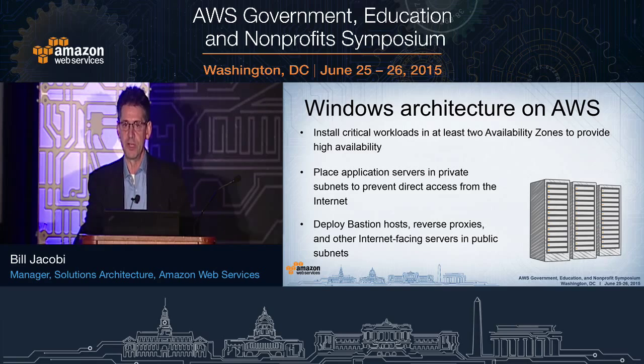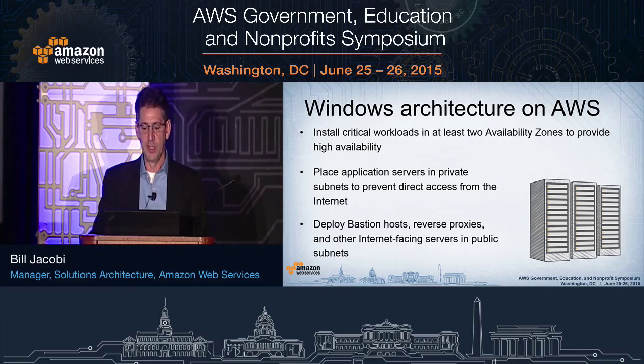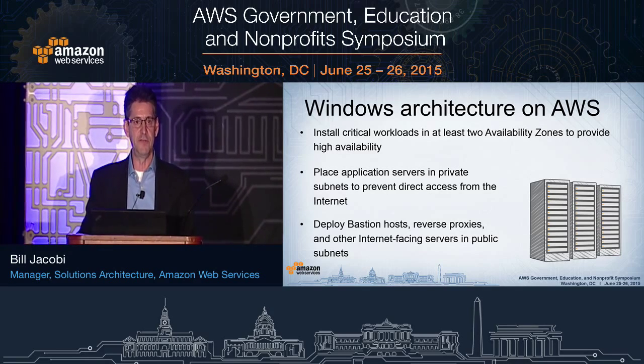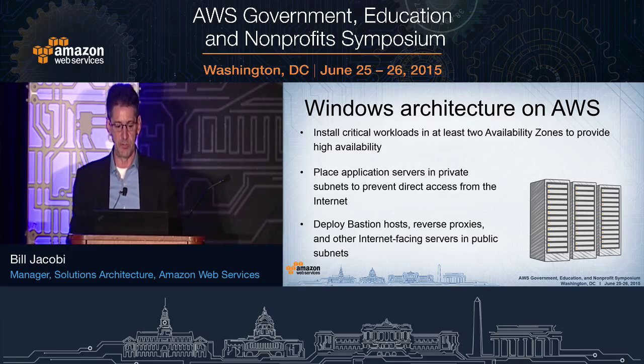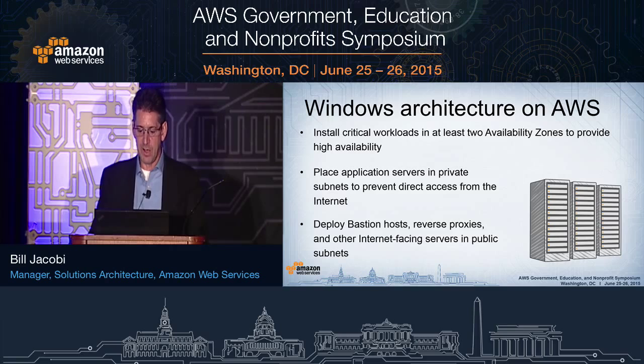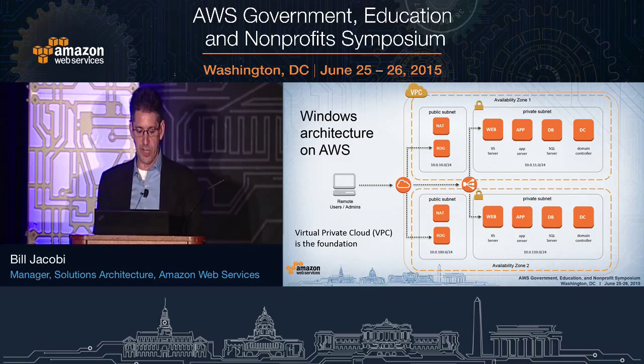Secondly, I'll talk about virtual private cloud in just a minute. But using virtual private cloud, we recommend placing application servers in private subnets. Virtual private cloud allows you to set up public subnets and private subnets, and we recommend placing application servers, just like you would on-prem, in private subnets so they're protected or shielded from any kind of internet traffic. Lastly, as a general point about Windows architectures, we recommend deploying bastion hosts, remote desktop gateway devices, gateway servers, reverse proxies, and any other internet-facing servers in your public subnets. Our public subnets are essentially a DMZ kind of subnet. So these are some general guidance, and I'll drill down a bit deeper.